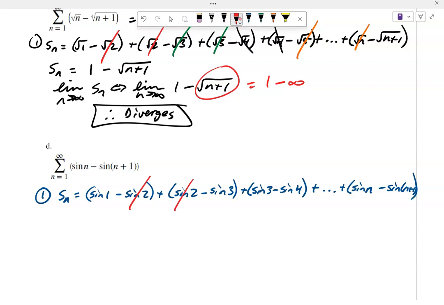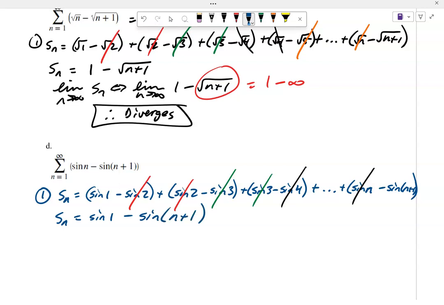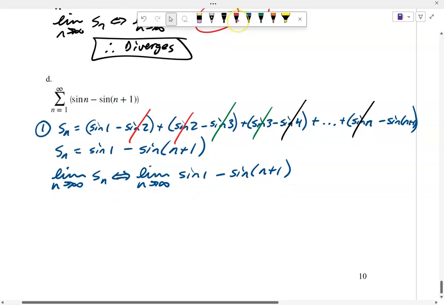Notice that one and the next one cancel. So minus sine 3 plus sine 3. Oops, minus sine 4 plus sine n. So you're left with the sum of n terms is the sine of 1 minus the sine of n plus 1. So when you're thinking about does the limit of the sequence of partial sums converge, got to kind of think about this one analytically here. Sine of 1, of course, is just a value, so that's some number.